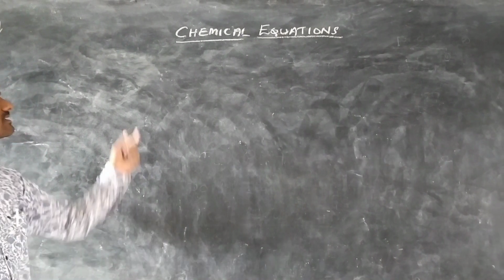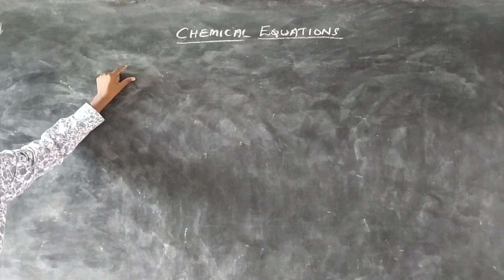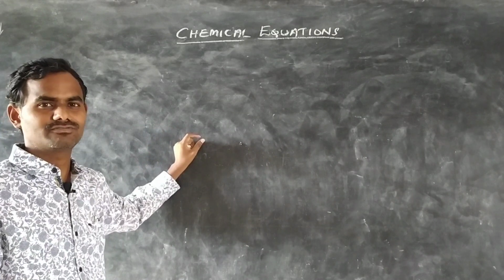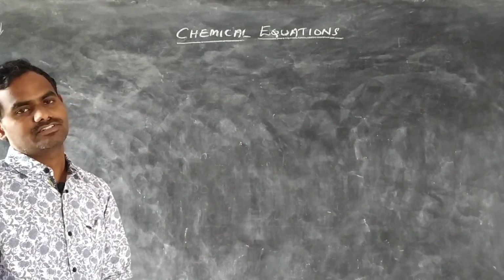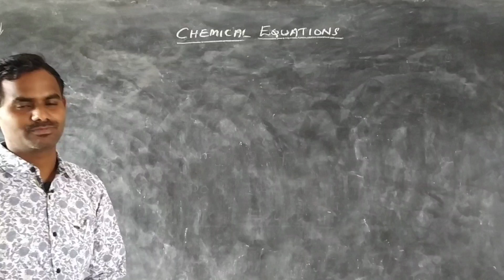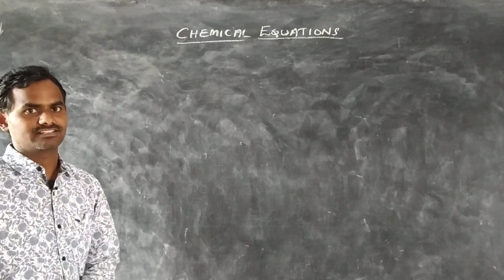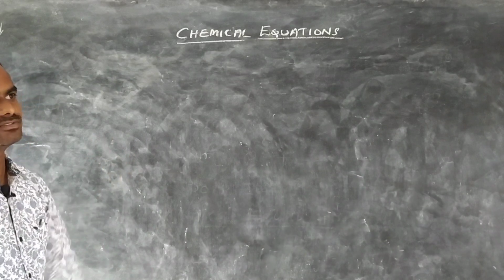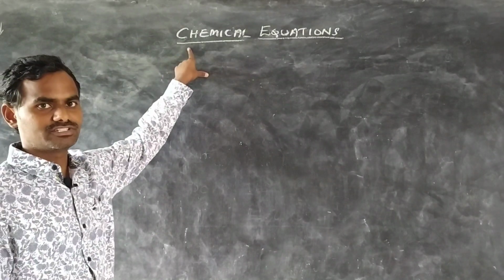Hi, this is Murali. In the previous class, we studied chemical reactions and some examples and activities, and we came to know how reactions take place between any two reactants. In this class, I am going to explain what a chemical equation is.